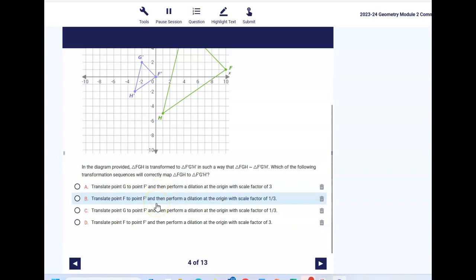Option B. Translate point F to point F' and then perform a dilation at the origin with a scale factor of 1/3. Option C. Translate point G to point F' and then perform a dilation at the origin with a scale factor of 1/3. Option D. Translate point F to point F' and then perform a dilation at the origin with a scale factor of 3.